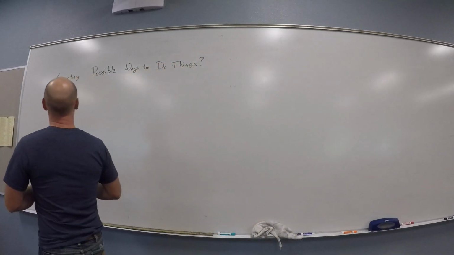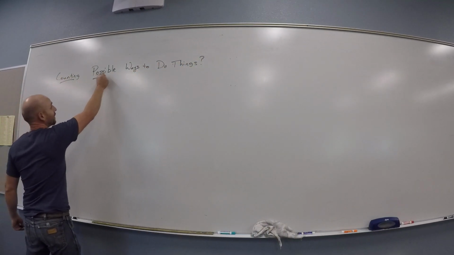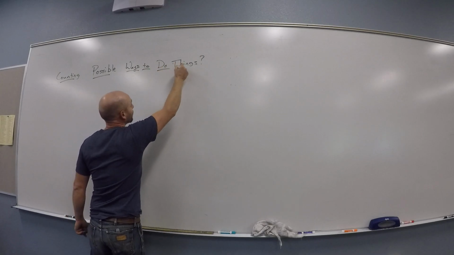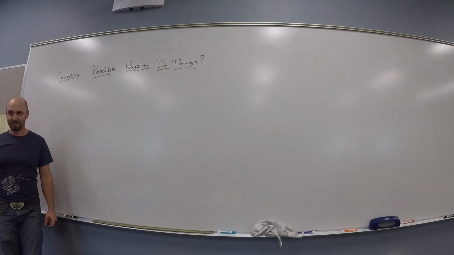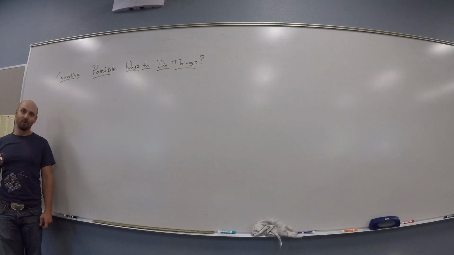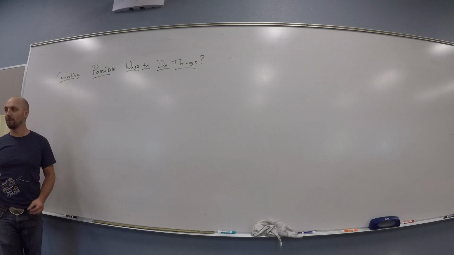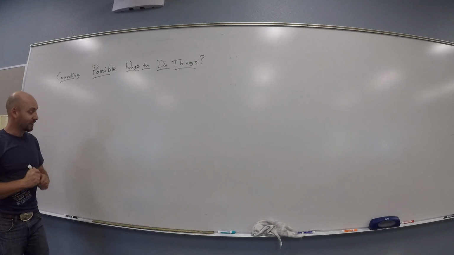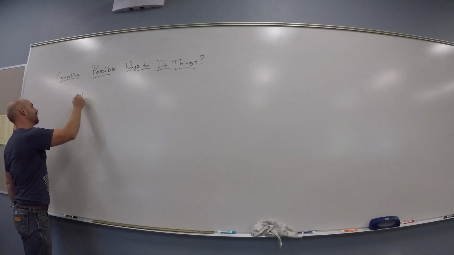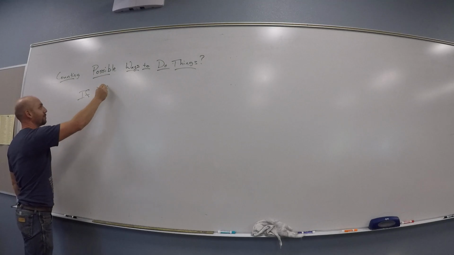Alright, so I need to give you the vaguest possible thing. We need to count possible ways to do things, because later we'll want to calculate probabilities. And so first we need to calculate the number of things that are available. By this I mean something like, or maybe let me make up a problem.